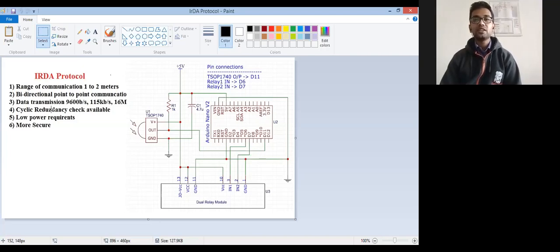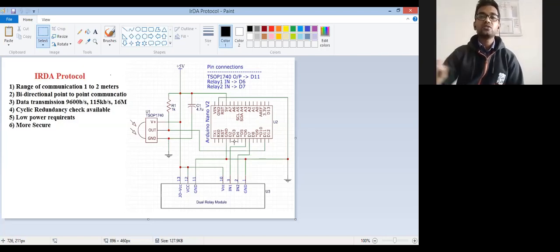So no other device can catch up the data of this IRDA protocol. So these are the most important features of IRDA protocol. As you can see in the circuit, this is the transmitting Arduino device. Arduino Uno, Arduino Nano, other devices are there.